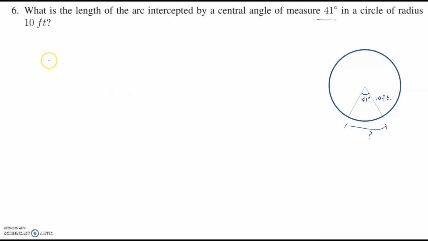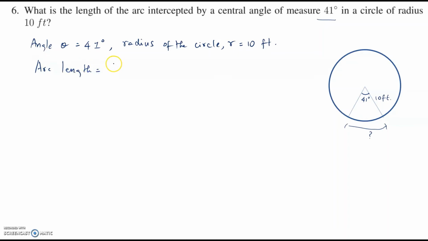Okay. So let's define the angle theta is equal to 41 degrees and the radius of the circle r is equal to 10 feet. So arc length is equal to, we know the formula, theta divided by 360 into 2 pi r. So substituting the values, theta is 41 divided by 360 into 2 times, and our pi is 22 by 7, into the radius r is 10.